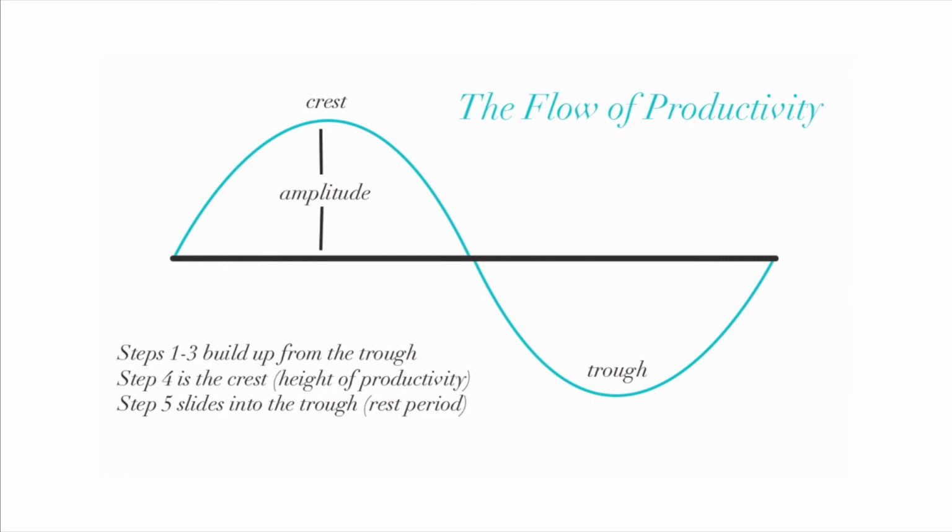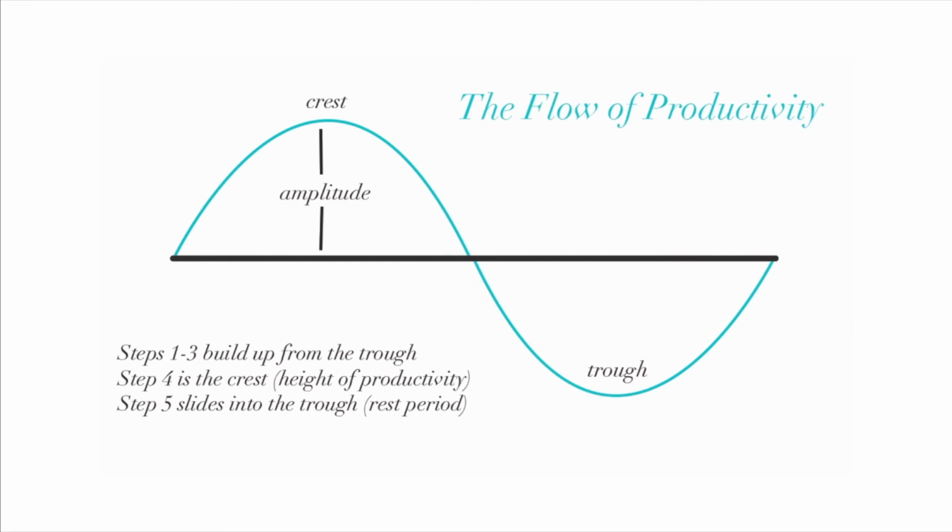Here is a model of the flow of productivity in a waveform. Steps 1 through 3 build up from the trough. Step number 4 is the crest, or the height of productivity. And step number 5 slides into the trough, or rest period. As I mentioned earlier, if we are not good at stopping our workday and giving ourselves a period of rest, eventually it will have a negative effect on our amplitude.